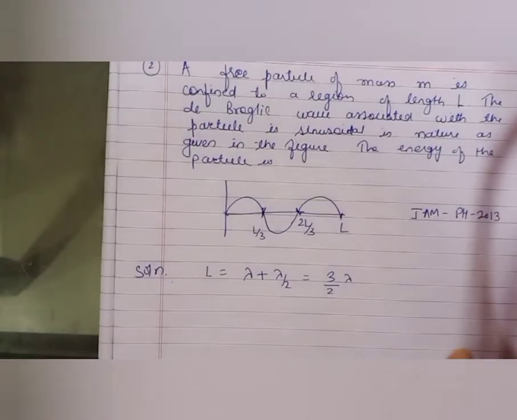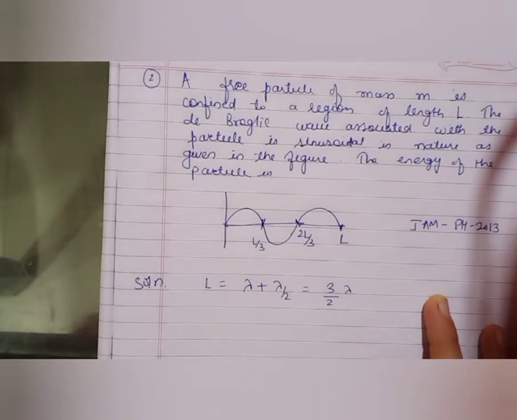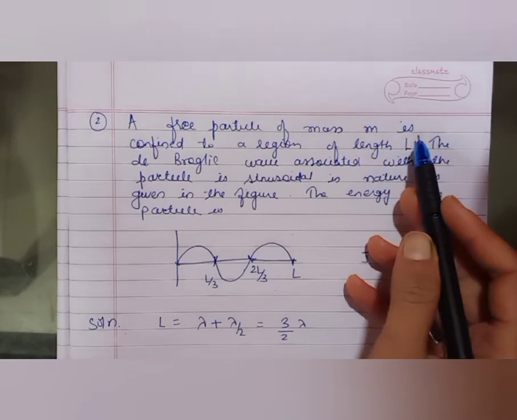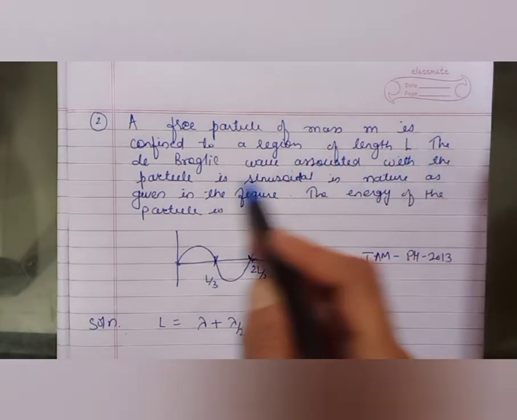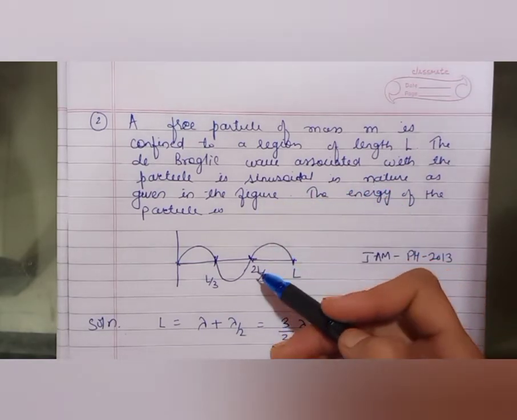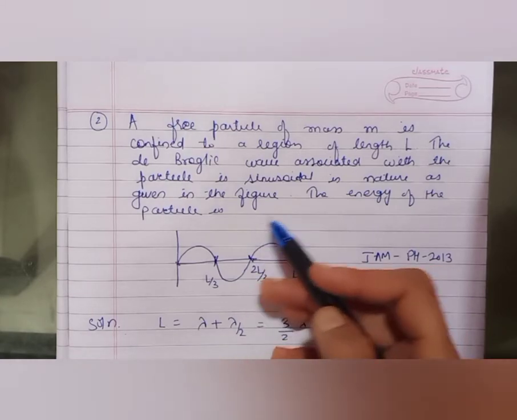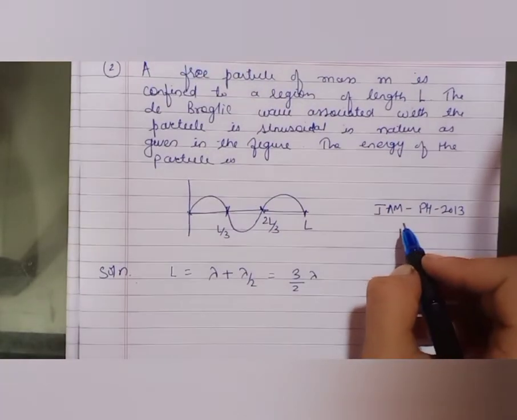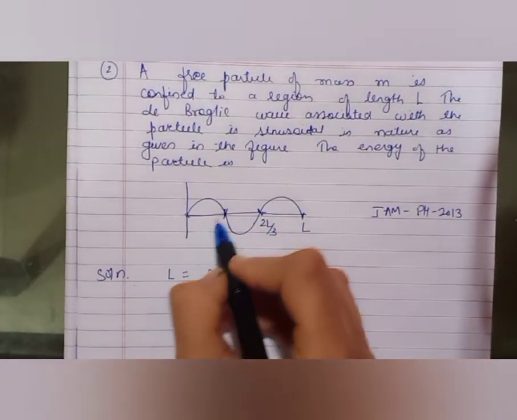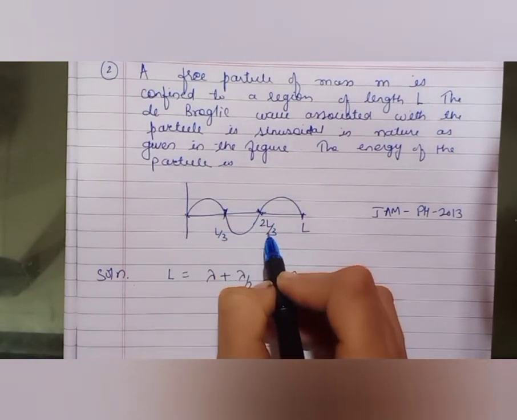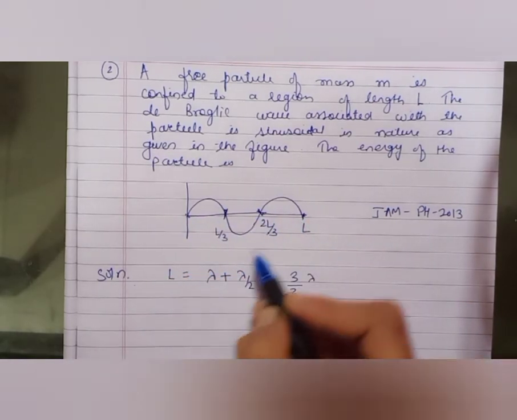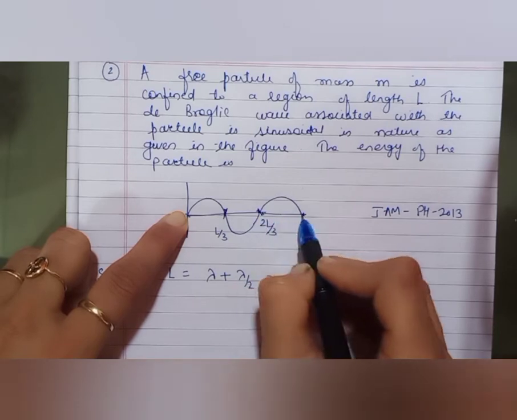Now let us solve one more simple numerical based on de Broglie waves. Here we have a free particle of mass m confined to a region of length L. The de Broglie wave associated with the particle is sinusoidal in nature, as given in the figure. We have to find the energy of the particle. This question was asked in JAM Physics 2013. See the figure: this distance is L by 3, this distance is 2L by 3, and this distance is L. Now if you check the complete distance L, it is nothing but the wavelength lambda plus half of lambda.